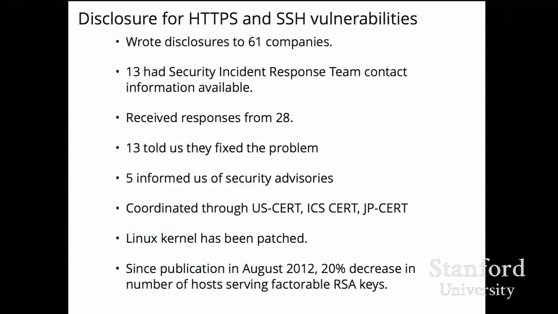Okay, so you were asking about the disclosure issues. This was an interesting process for me. So I personally wrote email disclosures to 61 companies. Of those 61 companies, which are like a random sampling of tech companies, including basically all of the major names, 13 of those companies had some kind of security team contact that I could find on their website. The rest of them I had to just guess.